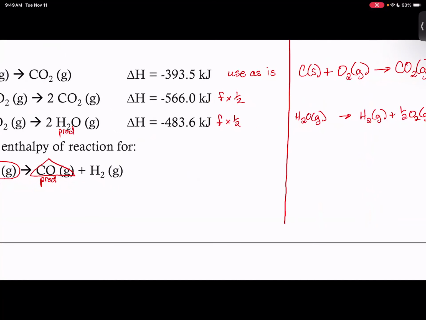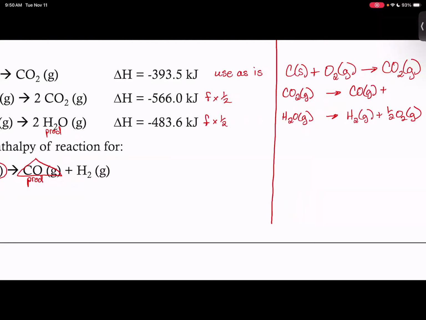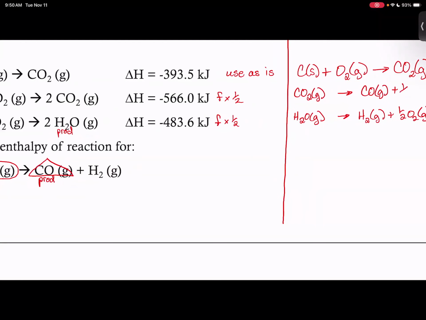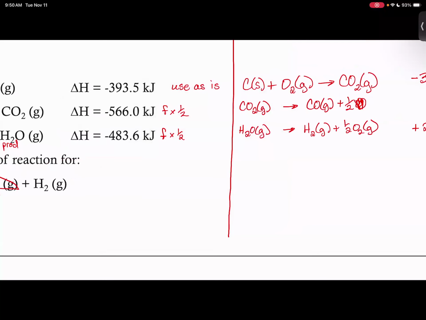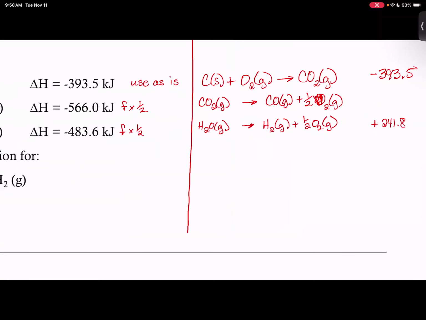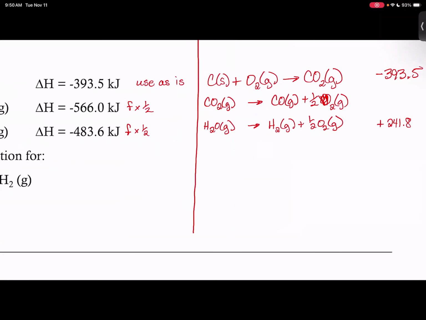So we have carbon dioxide gas goes to form carbon monoxide gas plus 1/2 oxygen gas. And that is going to have an enthalpy of a positive 283 kilojoules.